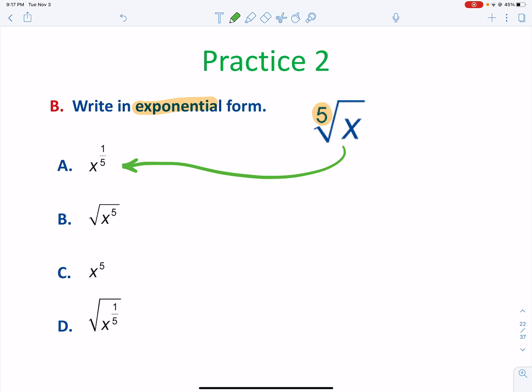So sometimes, and we're going to see in the next couple of days, sometimes it's easier to write things in exponential form. Sometimes it's easier to write things in radical form. And it just really depends on the problem.